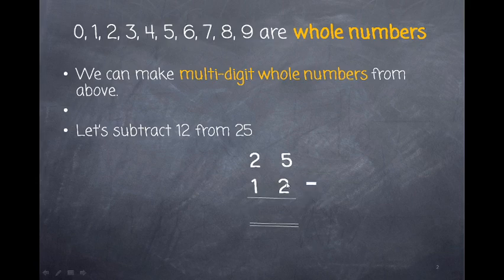5 minus 2. What's the answer? That is 3. 2 minus 1. What's the answer? That's 1. Okay, let's move on.